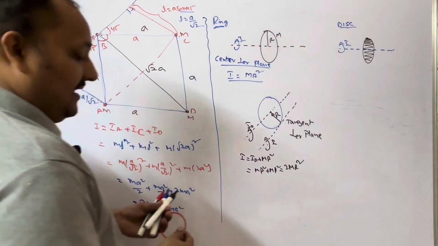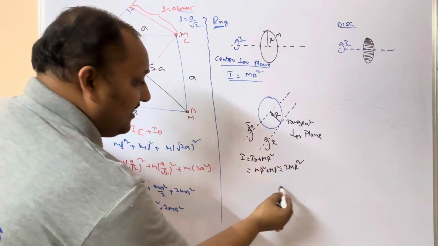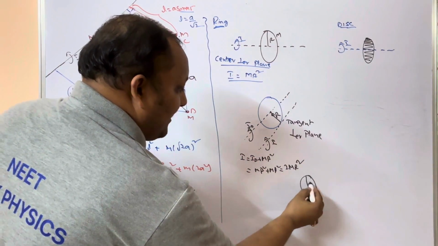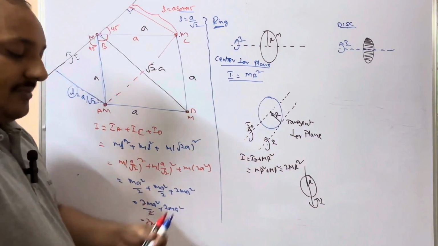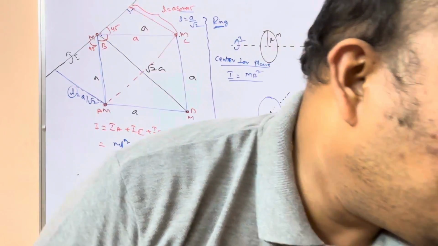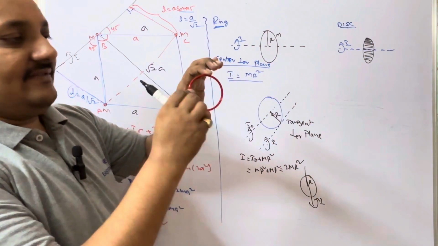Next, about the diameter. If the ring is rotating like this, about the diameter, it will be rotating like this. If this is the ring, it will be rotating like this.